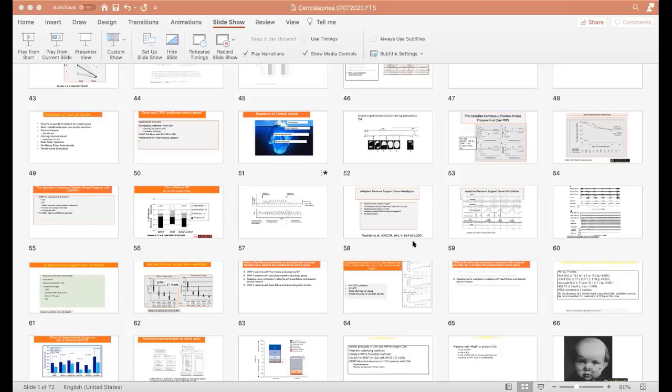And another question, any role of APAP for CSA? No. That's it. I'm very worried because I think the algorithm will get very confused.